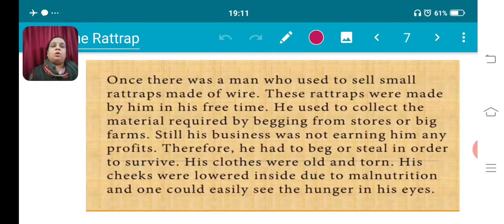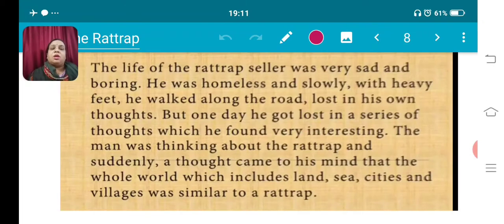His clothes were old and torn. His cheeks were sunken due to malnutrition, and one could easily see the hunger in his eyes. The life of the rat trap seller was very sad and boring. He was homeless and slowly, with heavy feet, he walked along the road, lost in his own thoughts. But one day he got lost in a series of thoughts which he found very interesting.